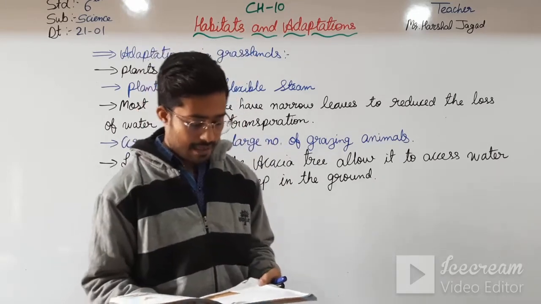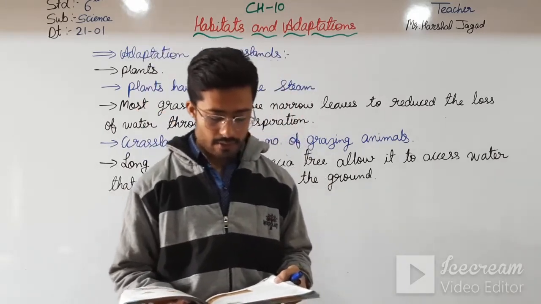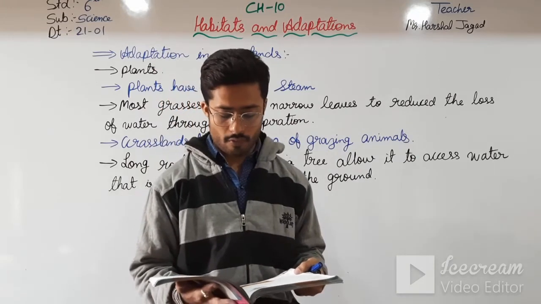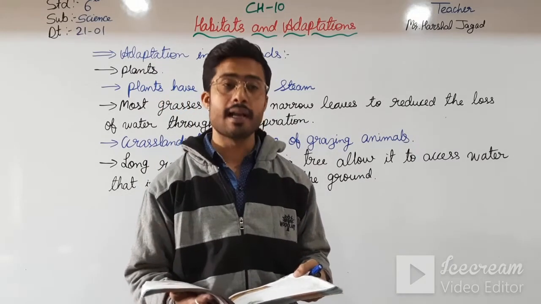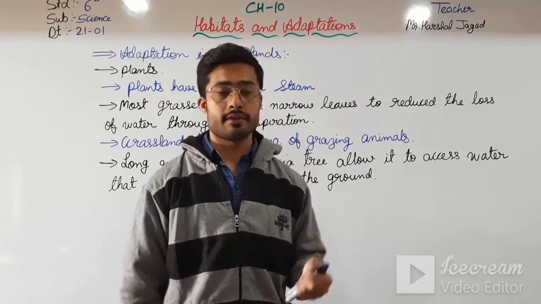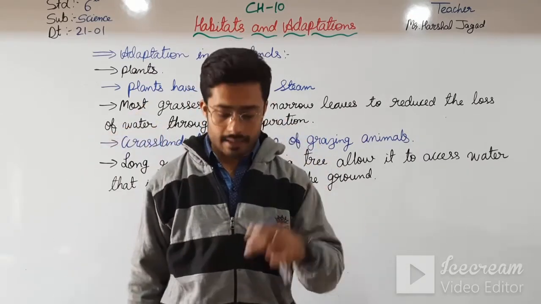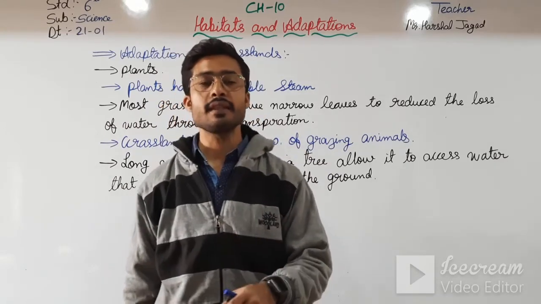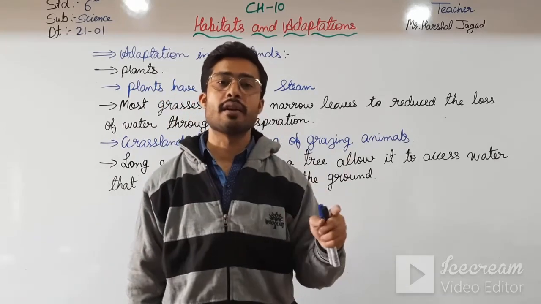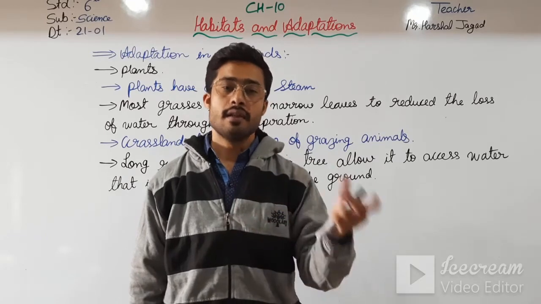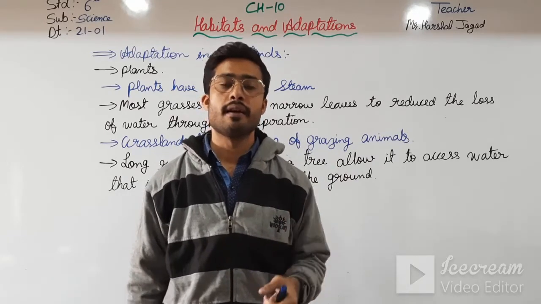Then after, animals such as deer have eyes on the sides of their faces to watch out for predators around them while grazing. So the deer have their eyes on the side. Why? Because when they are grazing, they can see around so that no predator is waiting to hunt them.